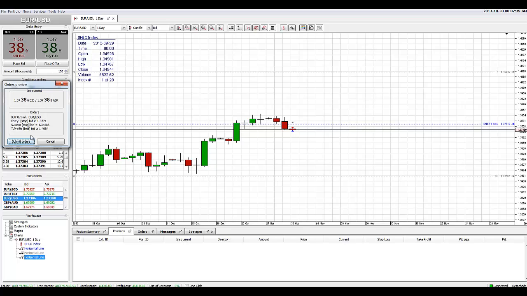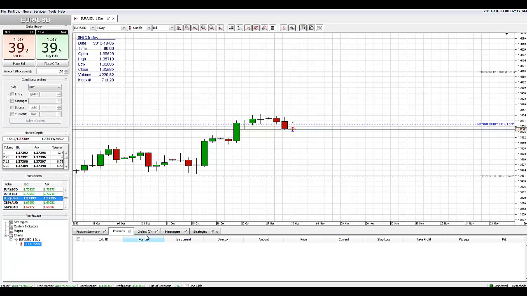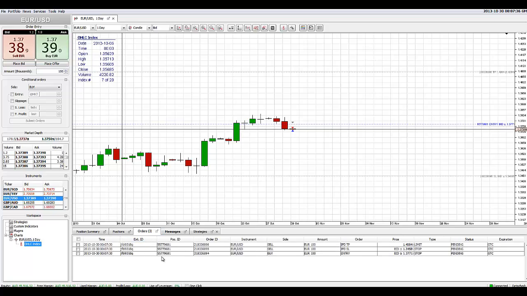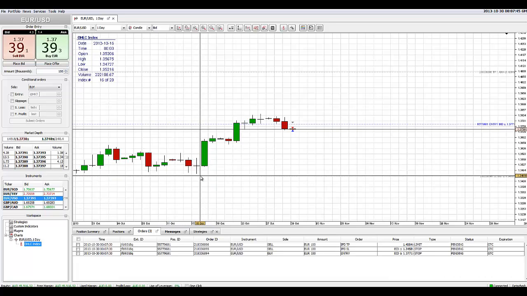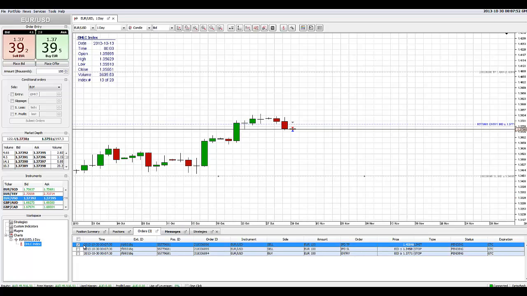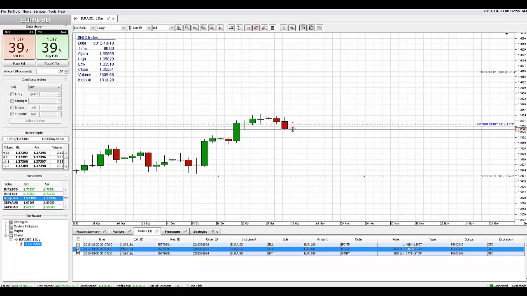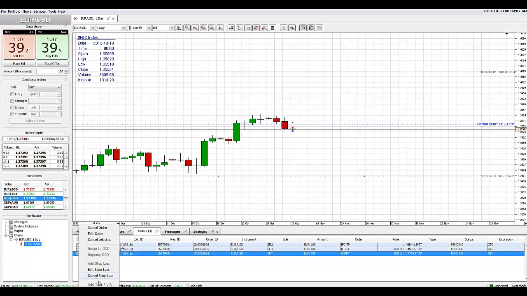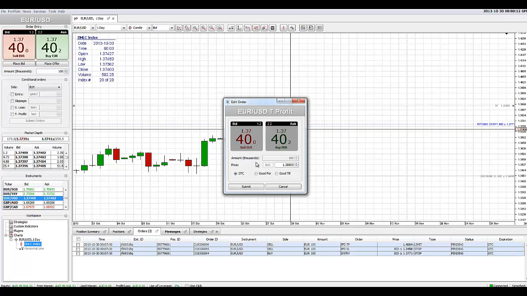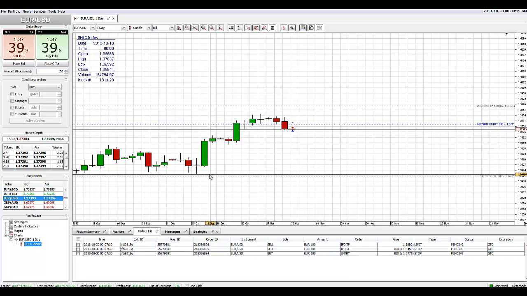Once you've submitted your entry order, it will appear in the order row below, and you have the ability then to either further amend those orders on the chart by clicking on them as we did previously, or you can go down to your orders, right click, and you can edit or cancel the take profit, edit or cancel your stop loss, or you can equally do the same thing to the primary entry order.